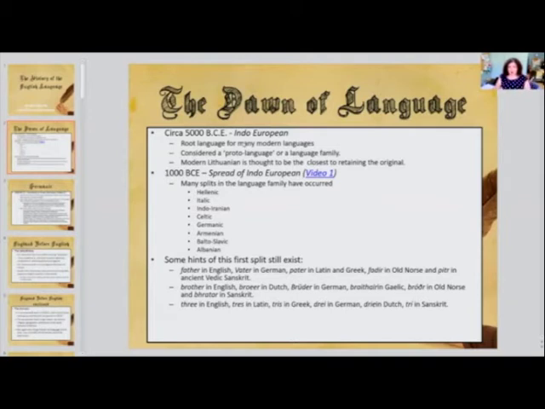We say father, vater in German, pater in Latin and Greek, fader in Old Norse, and pither in the ancient Vedic Sanskrit. Brother as well. In English, brother; Bruer in Dutch, Bruder in German, and similar forms in Gaelic, Norse, and Sanskrit. So it gives you an idea. Some base language words, I think particularly family words, counting, these basic concept words do seem to not evolve too far, so the apple doesn't roll too far from the language tree, so to speak.